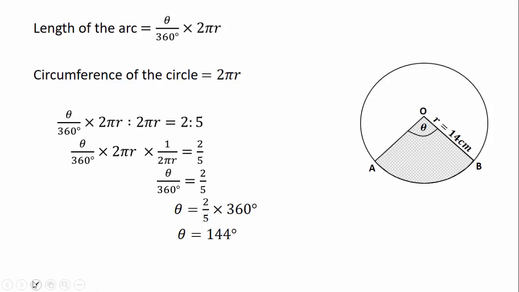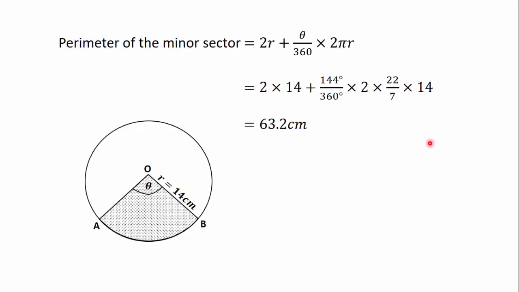So from here, we can see that from our simple mathematics, 2 pi r will cancel 2 pi r. So we are going to have theta over 360 is equal to 2/5. So if theta over 360 is equal to 2/5, then theta will give us 2/5 times 360. We simplify this and we have theta to be 144 degrees. So we have been able to find the angle of the minor sector. Because we have found the angle of the minor sector, the perimeter of the minor sector becomes easy.